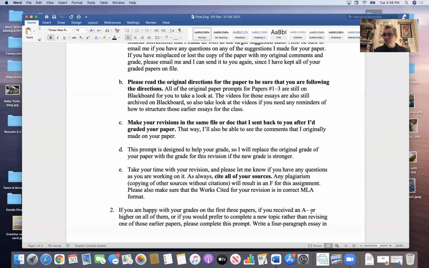So this is a good chance to go back and look at those directions again, which has everything you need on it. The prompts are there, all the MLA reminders. If you left out sources, for example, in your works cited pages in the first half of the semester on those papers, everything that you need is still up there, including the videos. So you can also take a look at the videos.